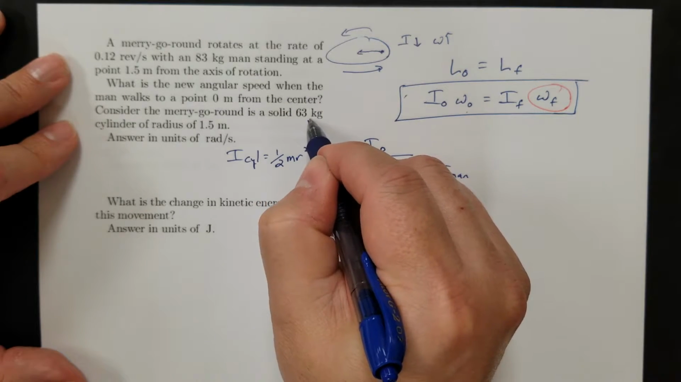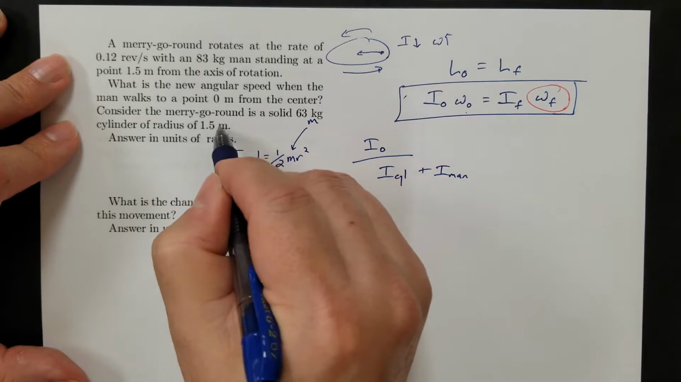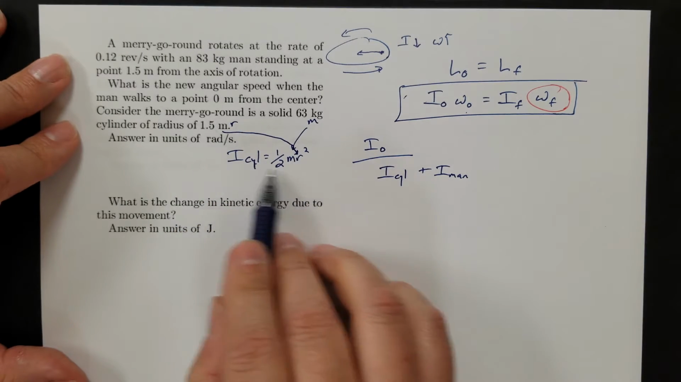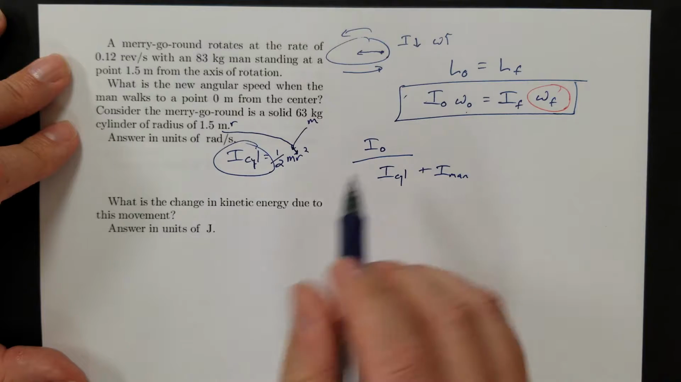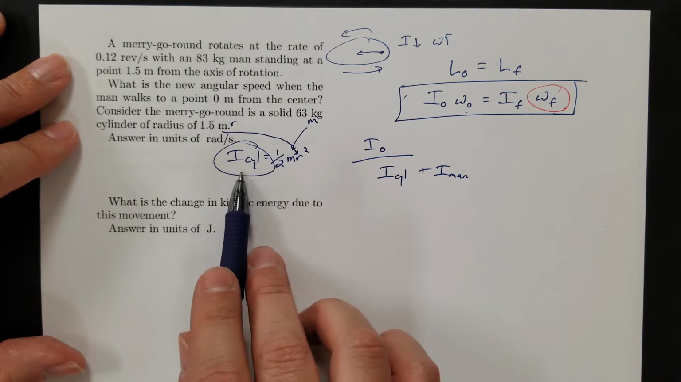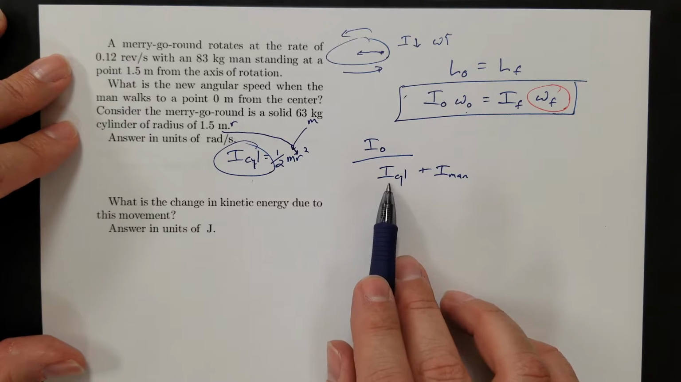So 63 kilograms is m, that would come here. 1.5, this is r, that would go here. Half mr squared, I could solve for the moment of inertia of the cylinder. And that number is not going to change. The man moving isn't going to change the cylinder. So this number is going to be some constant.